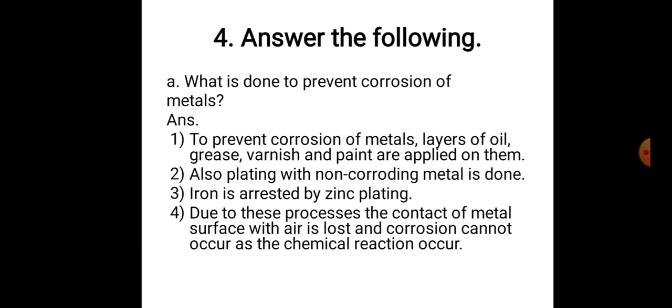Question number 4. Answer the following. What is done to prevent corrosion of metals? To prevent corrosion of metals, layers of oil, grease, varnish and paint are applied on them. Also, plating with non-corroding metal is done. Iron is protected by zinc plating. Due to these processes, the contact of metal surface with air is lost and corrosion cannot occur as the chemical reaction cannot take place.